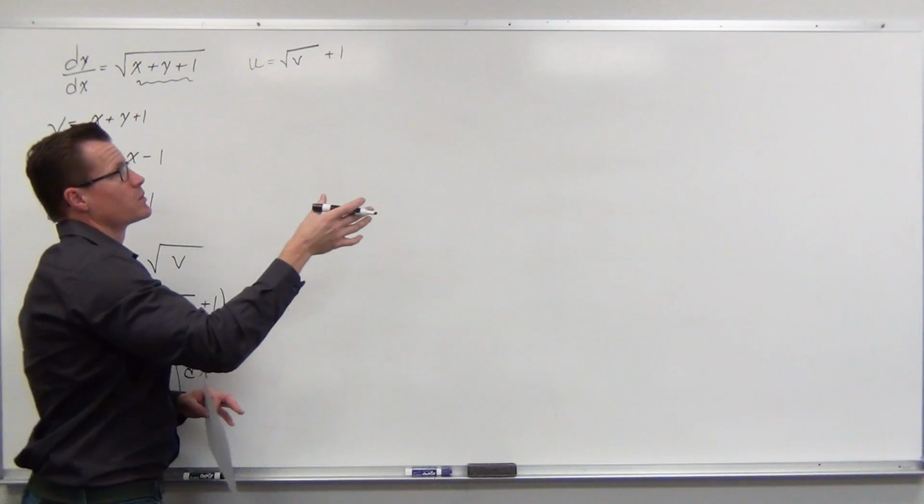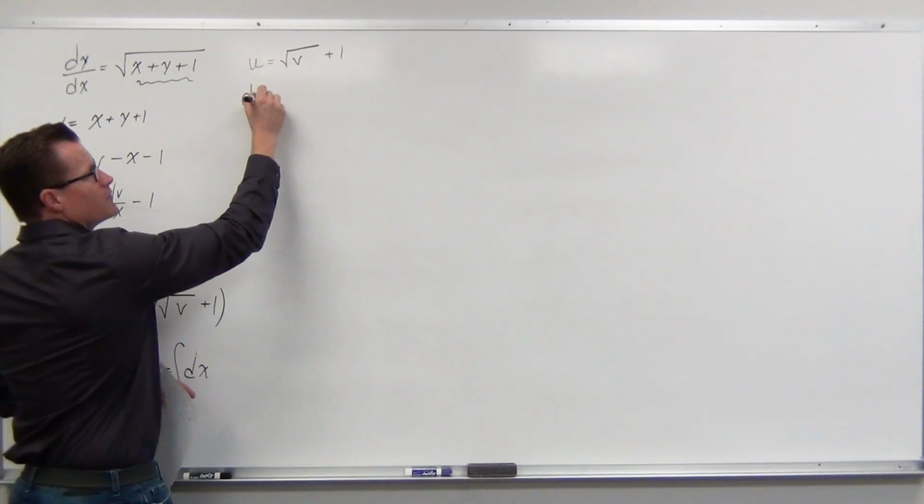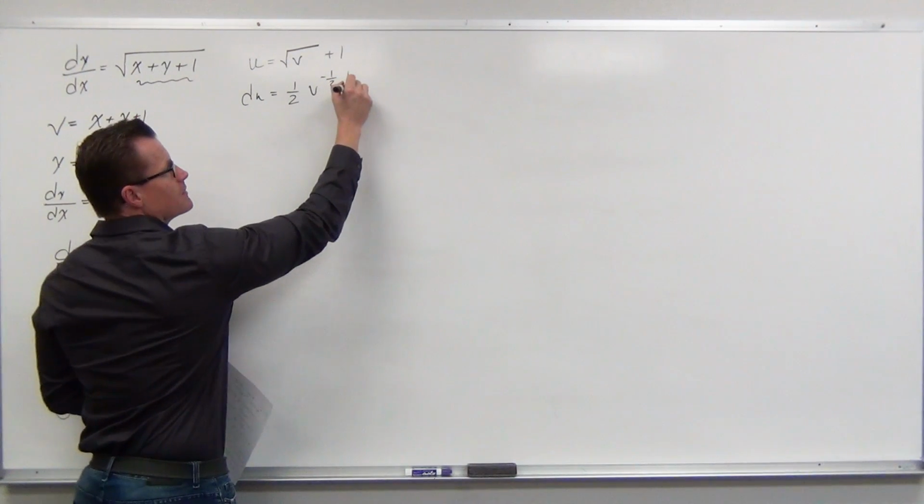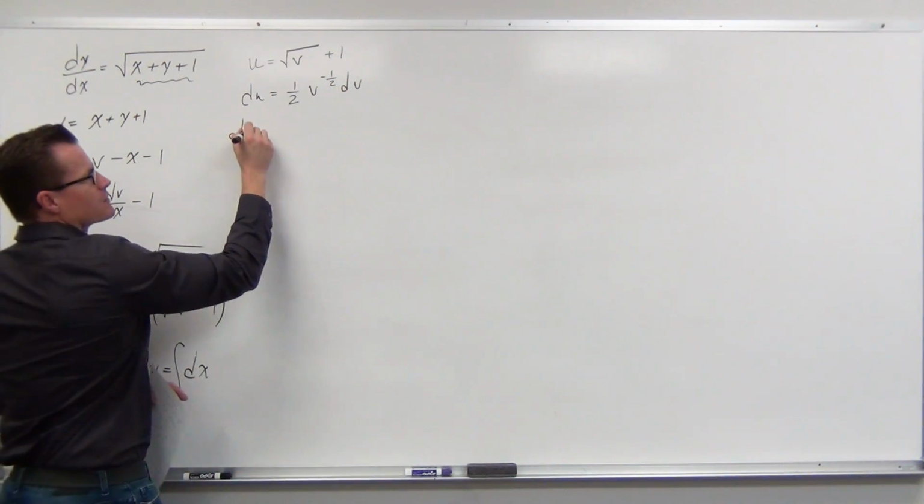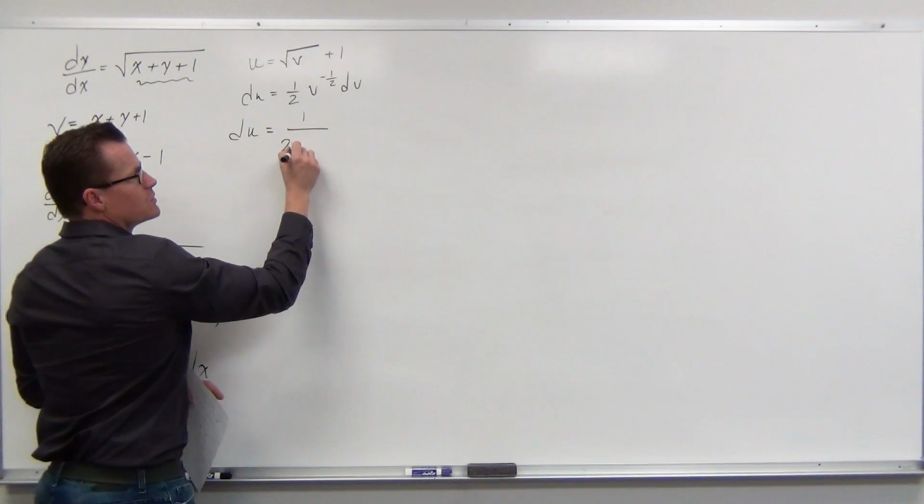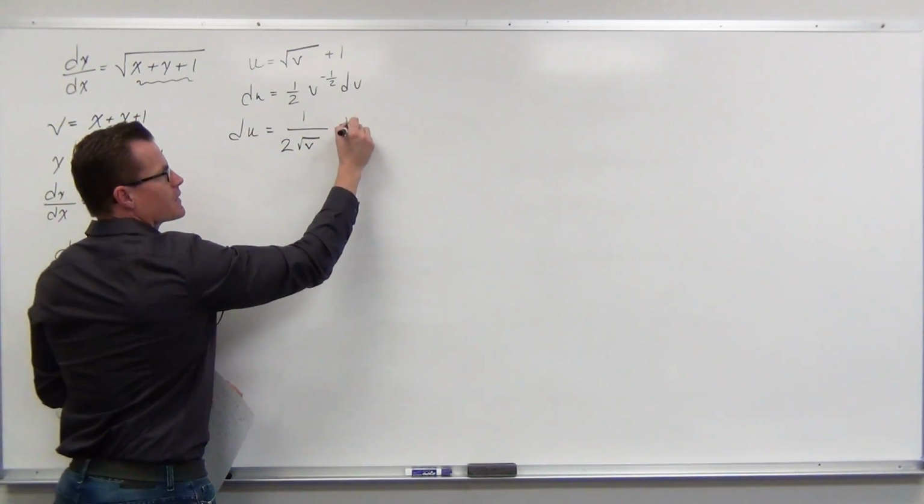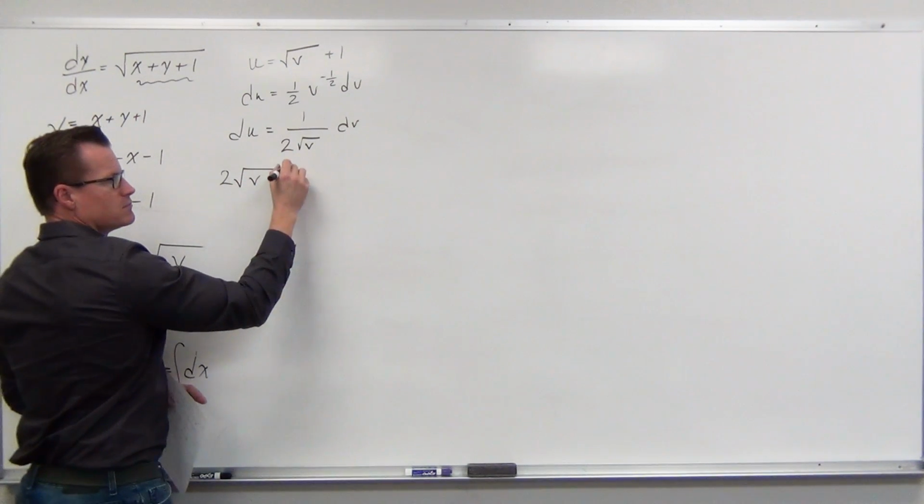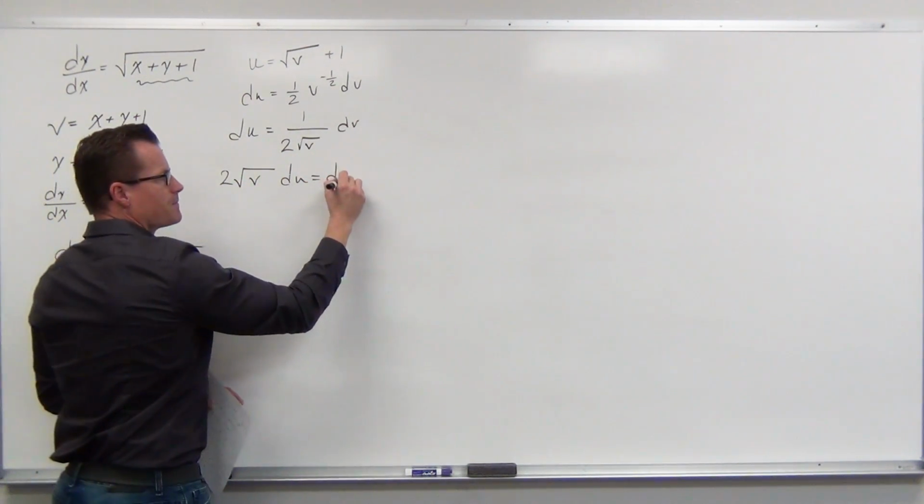So if we have u equals square root of v plus 1, well, we need to find du. That's 1/2 v to the negative 1/2 dv. And let's solve this for dv. So we have 1 over 2 square root of v dv. And if we multiply both sides, we get 2 square root of v du equals dv.